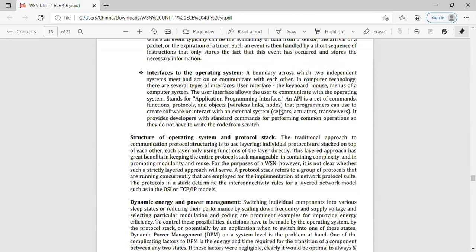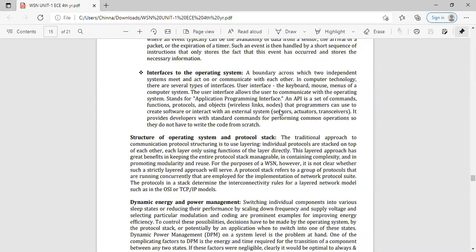Interfaces to the operating system. You must interface the operating system with the hardware components, and also with the application programming interface. Hardware interrupts are available, and at the same time the OS will be interfaced with application-based programming. That means a set of commands, functions, protocols and objects created by the software that will interact with the external system. The external system means hardware, sensors, actuators and transceivers.